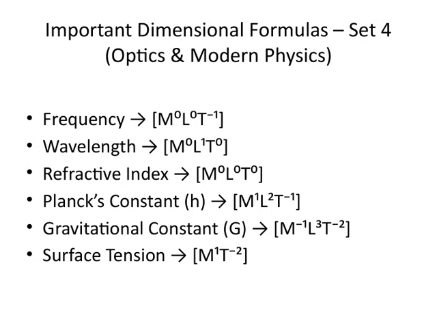Let's take a closer look at some important dimensional formulas related to optics and modern physics. First, we have frequency, which has the dimensional formula of M0L0T-1. This essentially means it depends solely on time, representing how many cycles occur per second. Next is wavelength, with a dimensional formula of M0L1T0, indicating that it depends on length, which makes sense because wavelength is a physical length of a wave. Then we have the refractive index, which is dimensionless. With the formula M0L0T0, this tells us it's a ratio of two speeds or lengths, so it doesn't have any units.